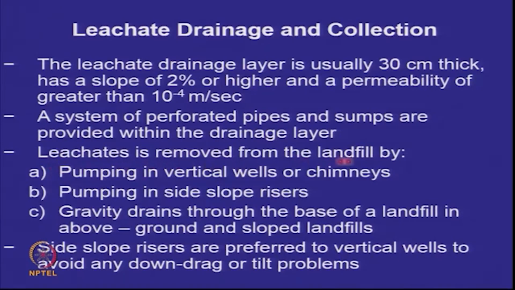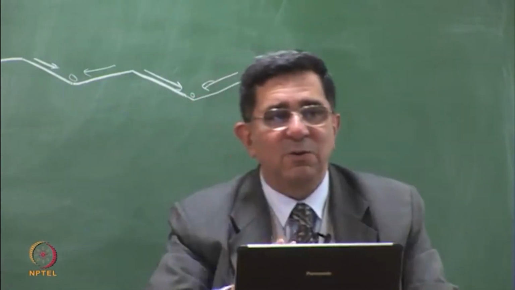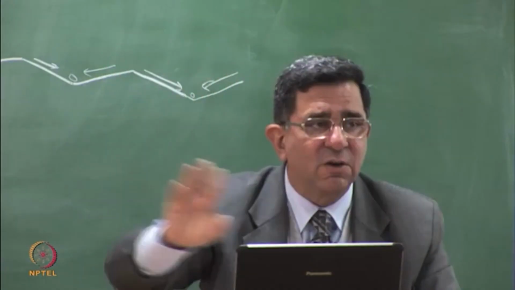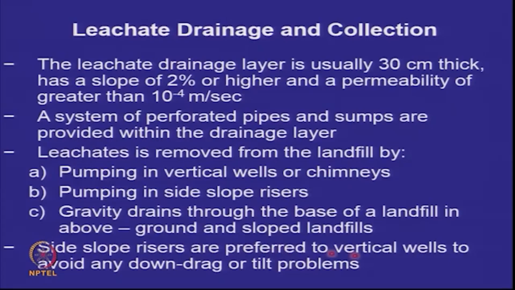So leachate is removed from the landfill by pumping in vertical wells or chimneys, pumping through side slope risers, or gravity drains to the base of a landfill in above ground and slope landfills. Side slope risers are preferred to vertical wells to avoid any down drag or tilt problems. If you have a vertical well and the waste is biodegradable, it settles. This might cause the vertical well to tilt. If you have a side slope riser, it is resting on the ground on the side slope. So side slope risers are typically preferred to vertical wells to avoid any down drag or tilt problems.